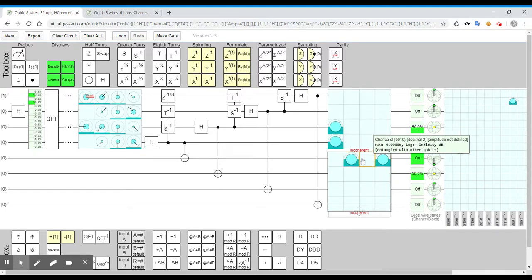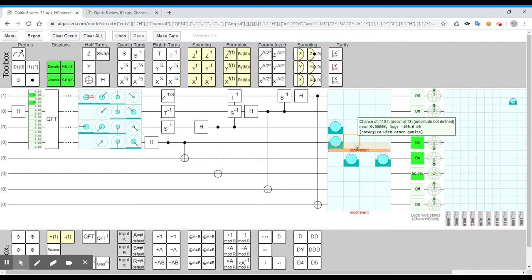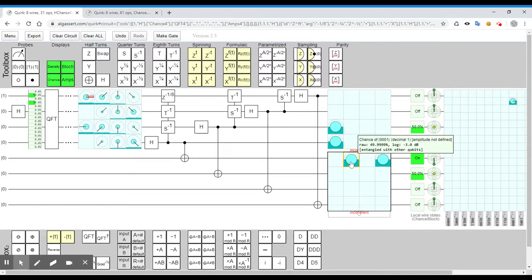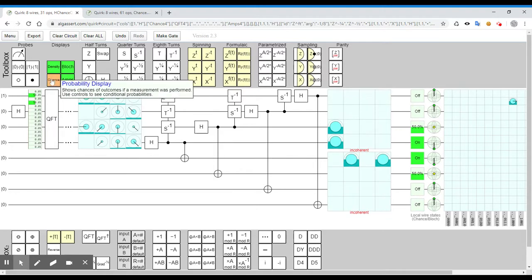You see? It says incoherent, and I think the reason it says that is that you can't really calculate the phases and even the amplitudes because it's entangled with the qubits. I mean, because it's a subsystem, right?